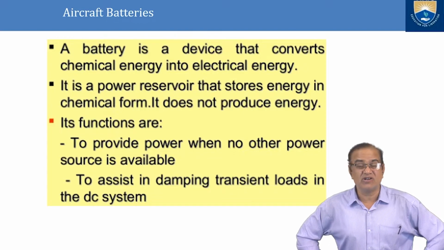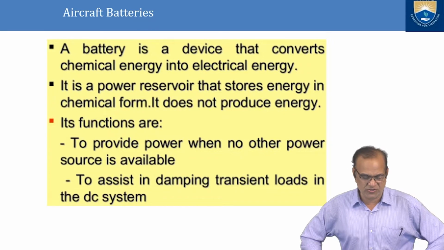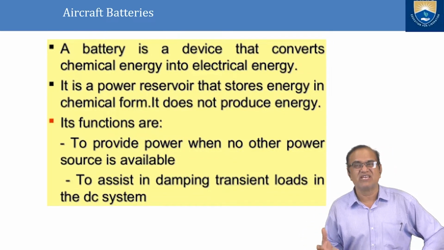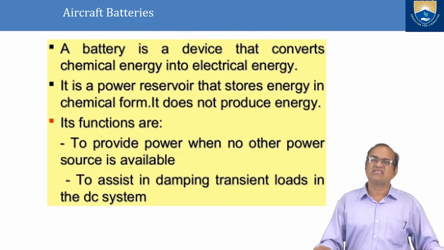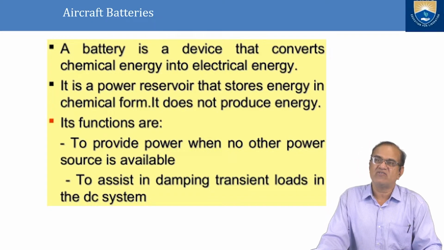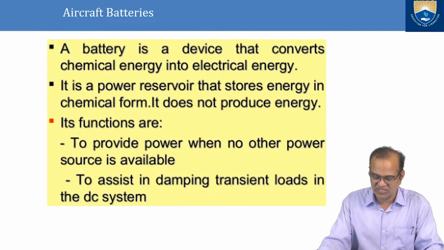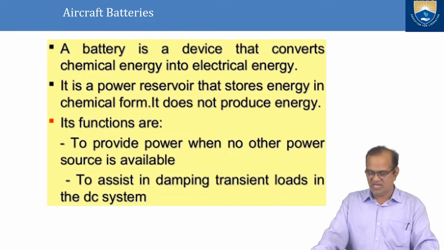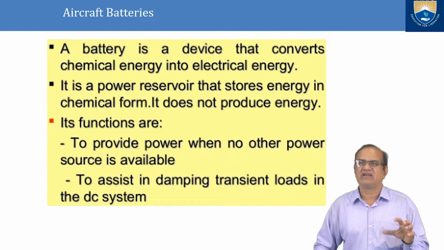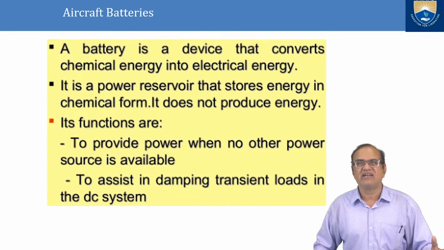Its functions are, what are the main functions? To provide power when no other power source is available. The main primary source of power is generators. If generators are not working, in case of emergency, when other sources are not there, this will provide the power for the emergency systems, and assist in damping transient load in the DC system. In the DC system, the batteries also dampen the fluctuation of the loads as and when load is increasing or decreasing.